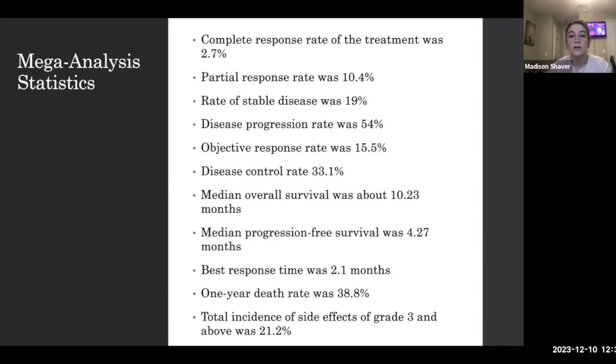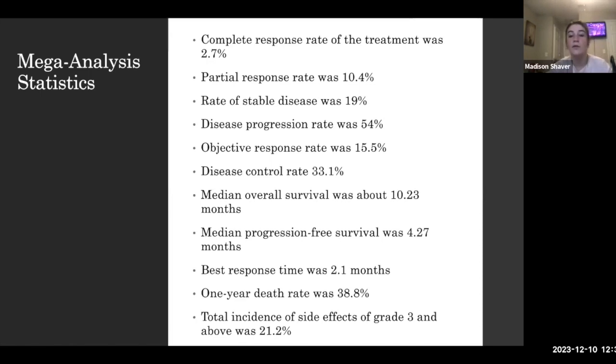So the complete response rate of treatment was 2.7%. The partial response rate was 10.4%. The rate of stable disease was 19%. The disease progression rate was 54%. Objective response rate was 15.5%. Disease control rate was 33.1%.